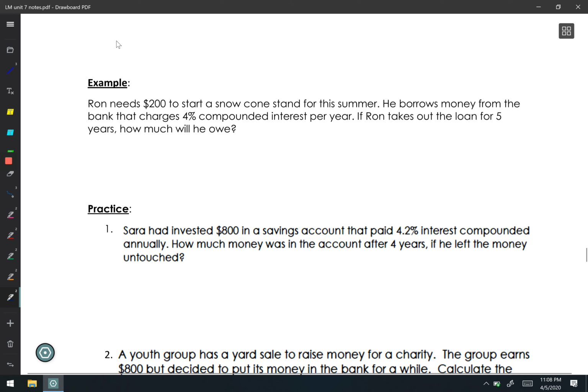Ron needs $200 to start a snow cone stand for the summer. He borrows money from the bank and it charges him 4% compounded interest per year. If Ron takes out a loan for 5 years, how much will he owe? Well, let's start by putting our formula at the top of the page. Now, we'll start by identifying pieces of our formula in our paragraph. We have our P, we have our R, and we have our T. So now it's just a matter of putting it together.